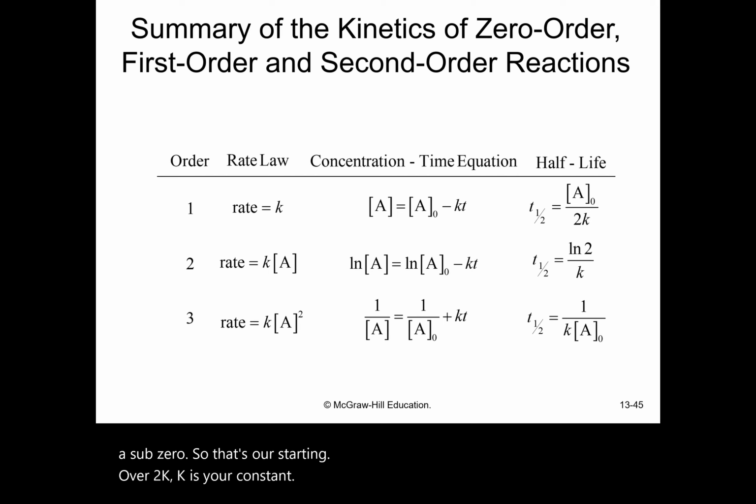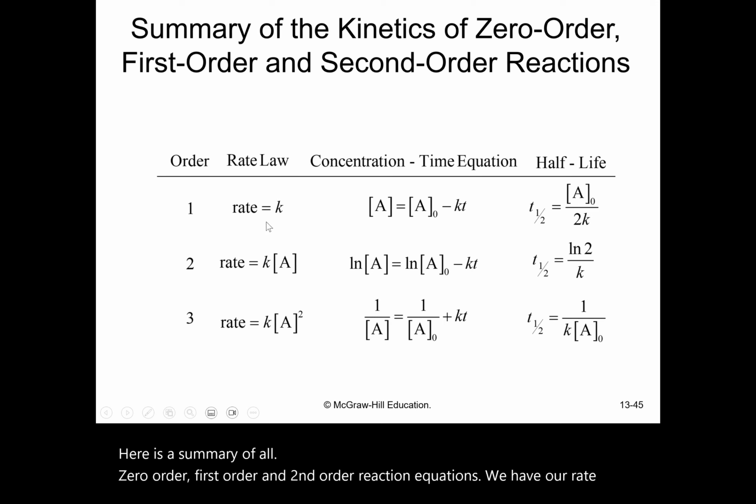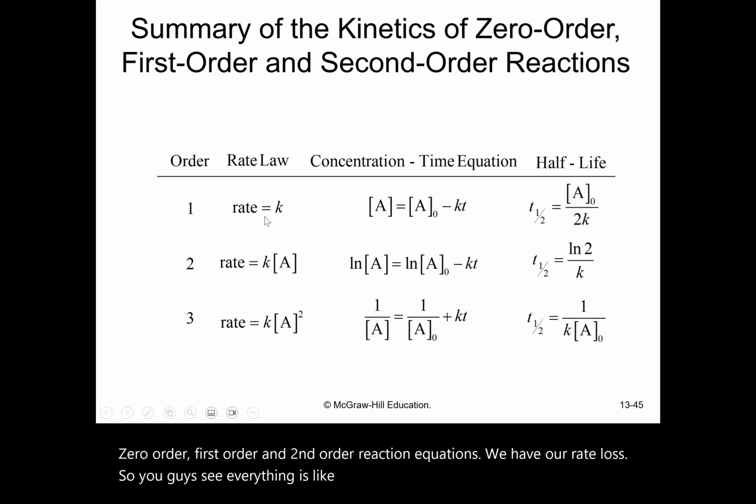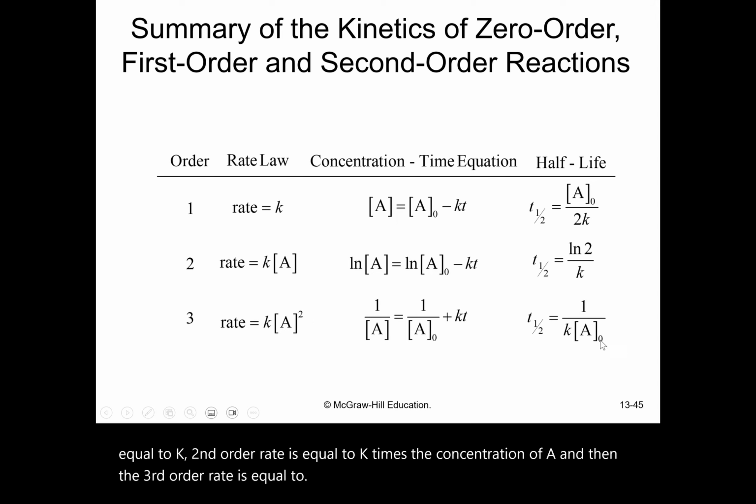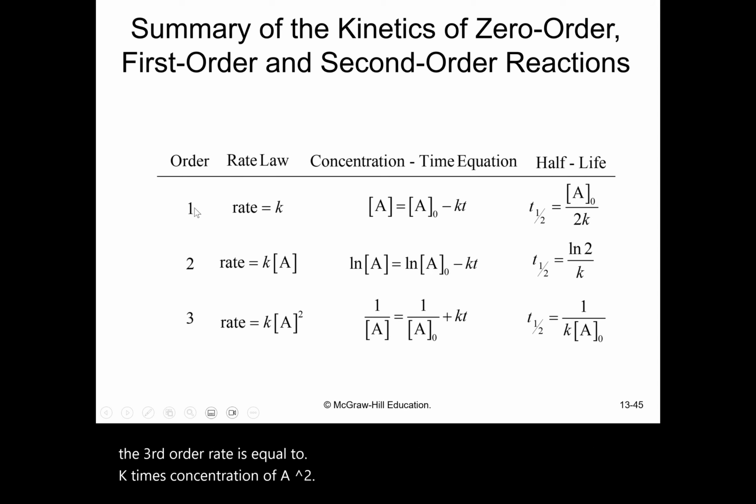Here's a summary of all zero order, first order, and second order reaction equations. We have our rate law, so you guys see everything is going in a trend. For zero order, rate is equal to K. First order, rate is equal to K times the concentration of A. And then second order, rate is equal to K times the concentration of A squared. Sorry, so this is your zero order, this is your first order, this is your second order.